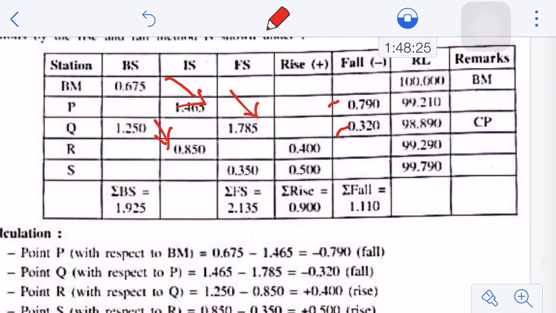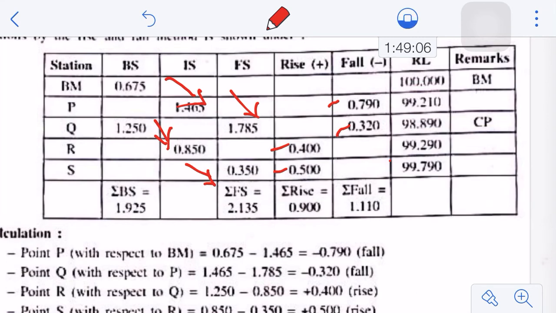So 1.250 to 0.850, that means the reading is decreasing, it is indicating rise. The difference between these two would be 0.400, so it is written over here in the rise column, and it has to be added to your previous RL to get the RL of station R. That's why it is 99.290. Right, and finally in context of station S, you are moving from 0.850 to 0.350, and that's why it is again indicating a decrease in reading, so it is indicating rise again. It has to be added to your previous RL, that is 99.290, to get the RL of station S, and it is coming as 99.790.